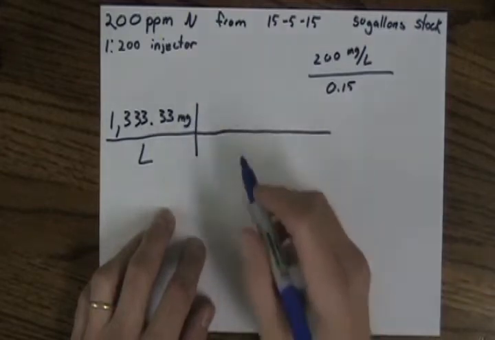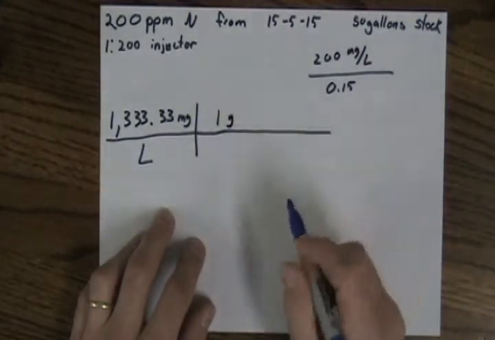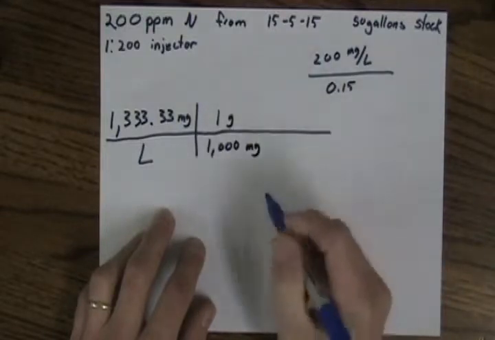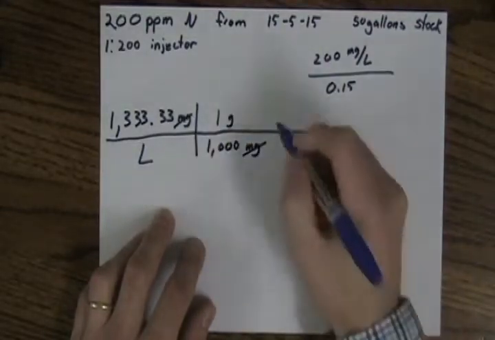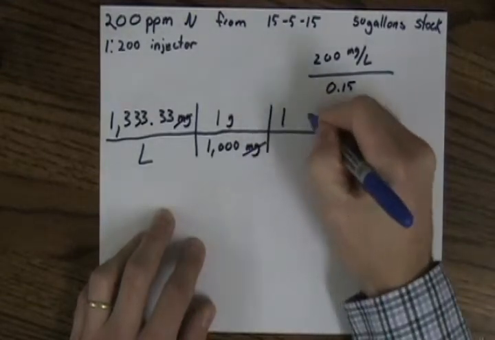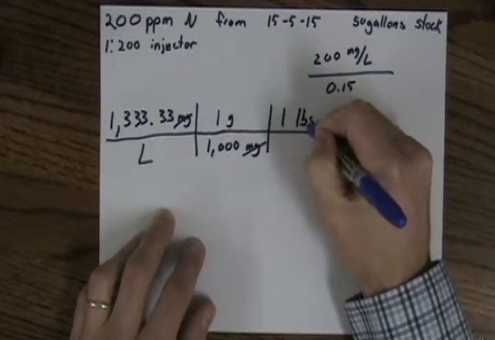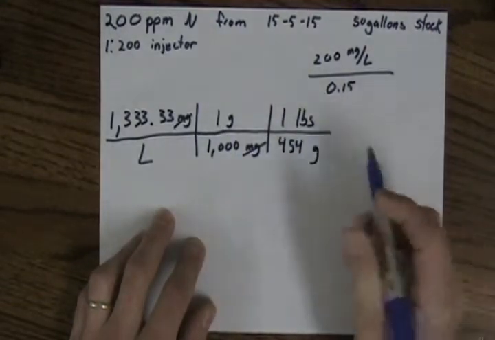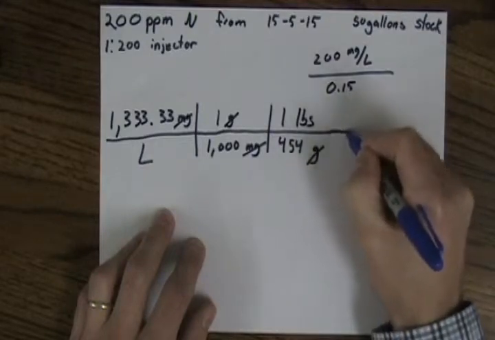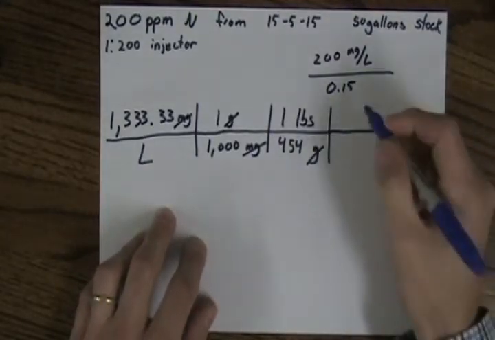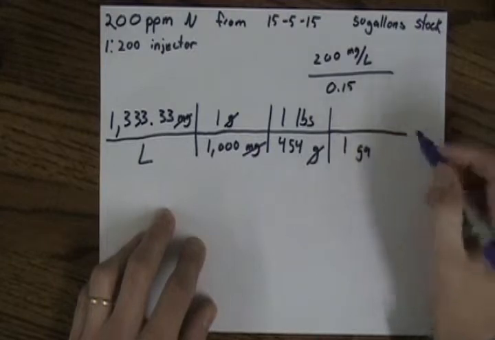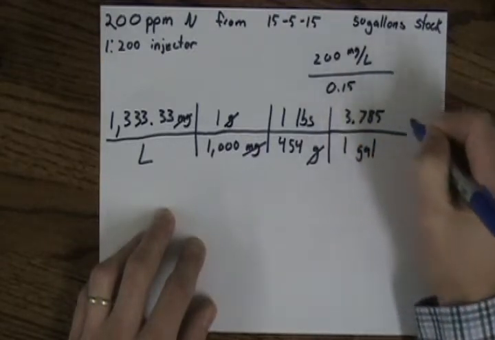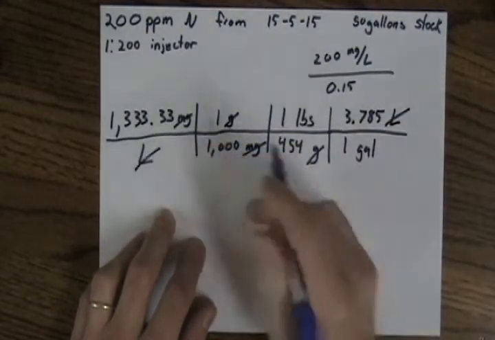So we know that in 1 gram there are 1,000 milligrams. So milligrams cancel each other out. And in 1 pound there are 454 grams. So grams cancel out. And in 1 gallon there are 3.785 liters. So liters cancel out.